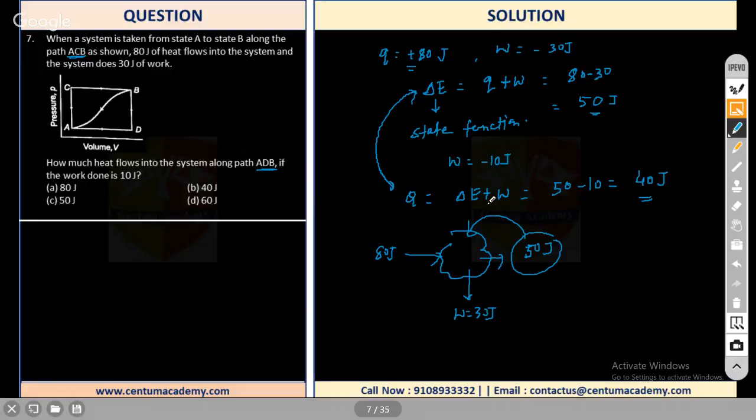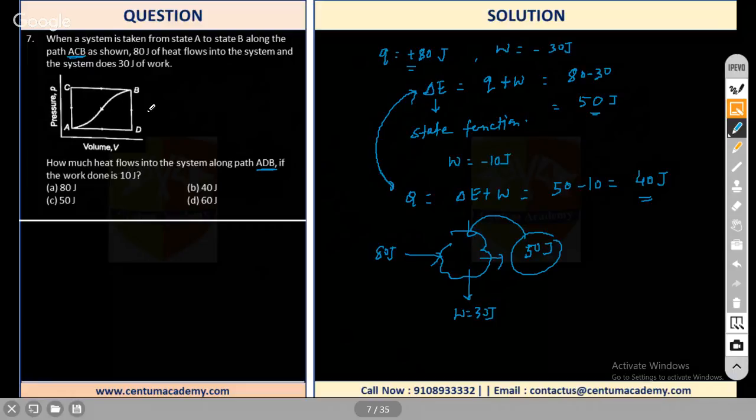So what happens? We have 50 joule of internal energy from here to here, right? And 10 joule of work done is there, right? And this work done is what? Right, this work done is on the system, so that's why it is negative. So 50 internal energy you have already, right? And 10 is the work done on the system, right? So if it is 40 only, then 40 plus 10 becomes 50. Correct.